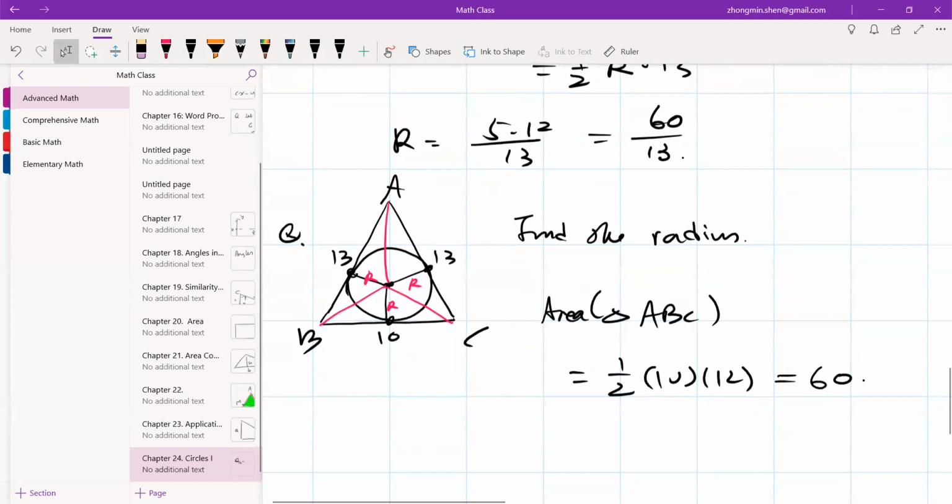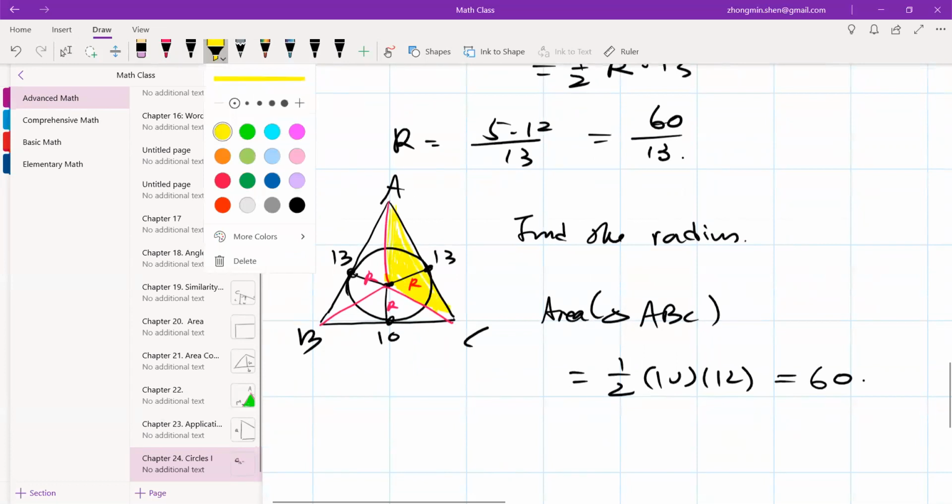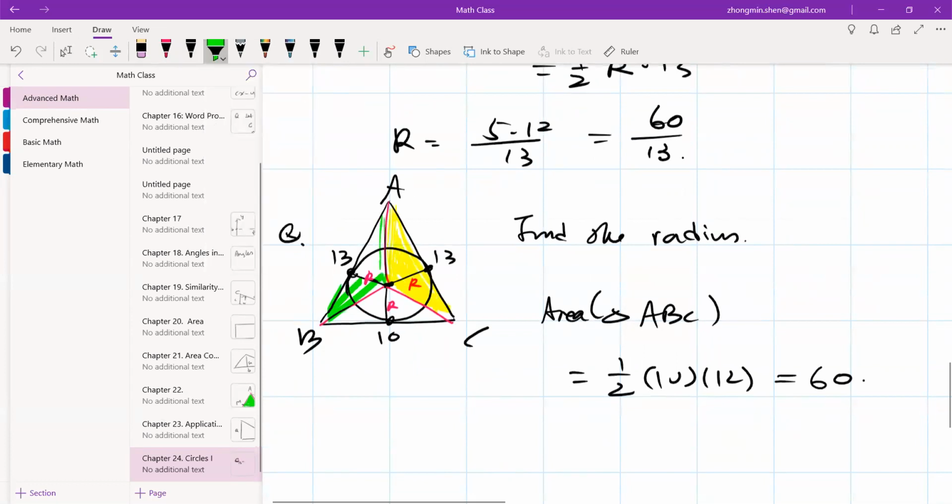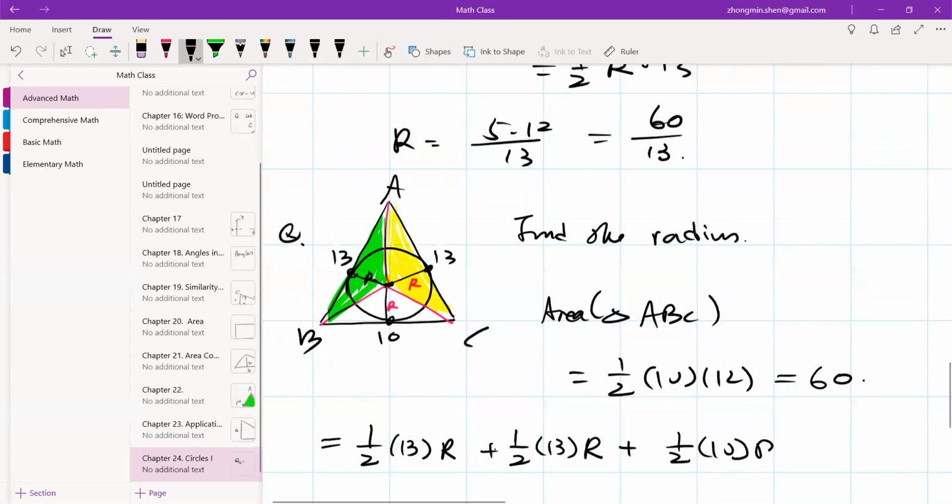So you decompose this larger triangle into 3 triangles, okay? 3 triangles, I'm going to color them a different way. So this is one of the triangles, an identical triangle, and then the third one. So this is going to be half of the one yellow one, because r is the height of the triangle, plus the one on the left hand side, and plus the one at the bottom, it's 10 times r.